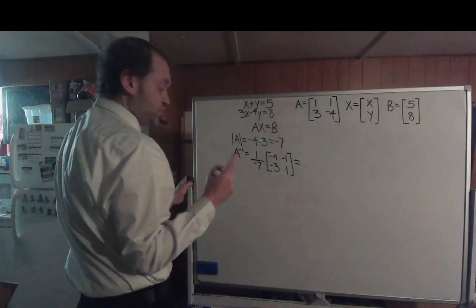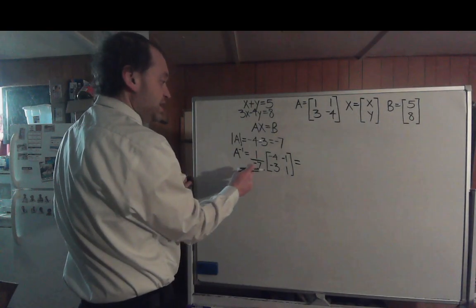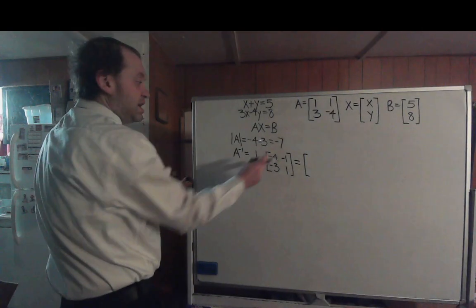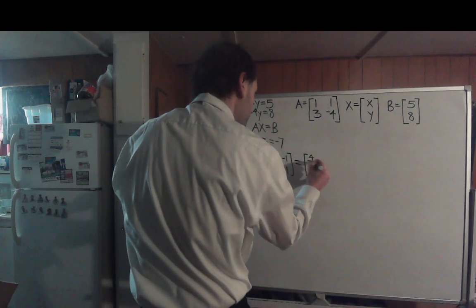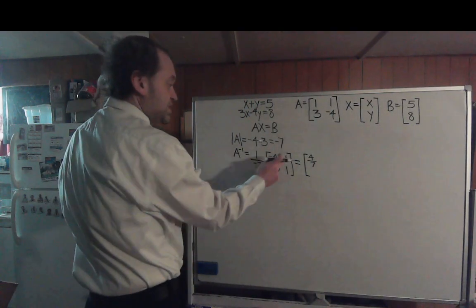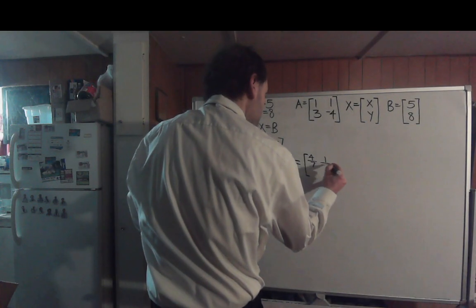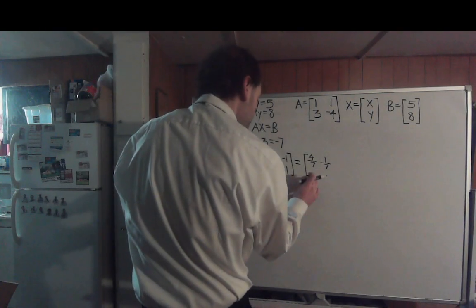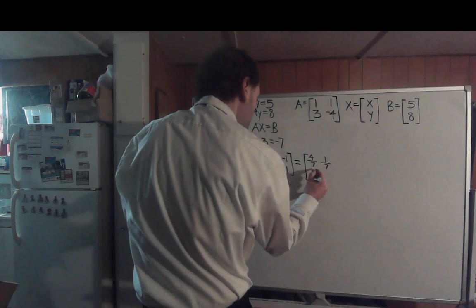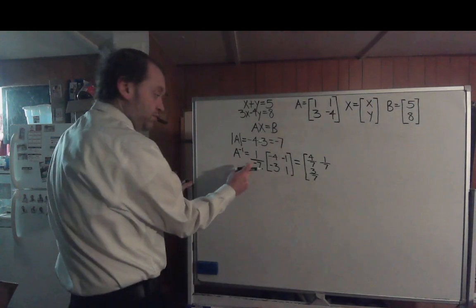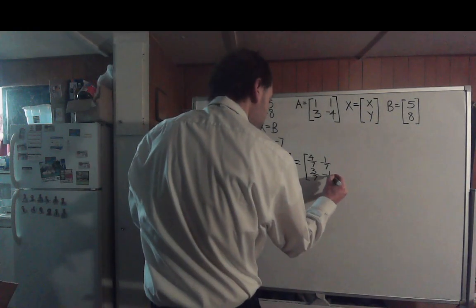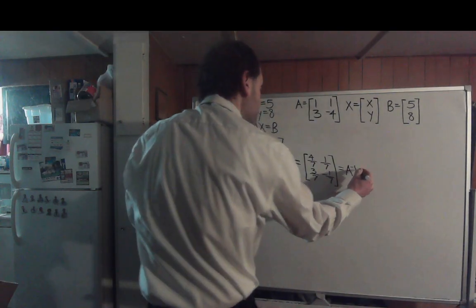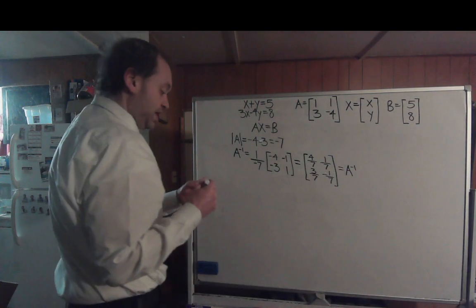So what you're going to do now then is take this -1/7 and multiply it through your matrix. So -1/7 times -4 turns into +4/7. -1/7 times -1 turns into +1/7. -1/7 times -3 turns into +3/7. And then -1/7 times +1 is -1/7. So we have now found our A inverse. Our A inverse is this matrix right here.